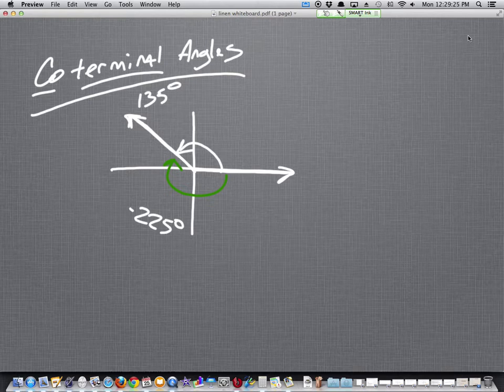Somebody else have their hand raised? I asked for somebody to give me an angle that's coterminal to 135. 495. 495? Okay. So you are going past it and all the way back around, and that gives me an angle of 495 degrees. Is that supposed to happen? Yes, you can have that. That can happen.